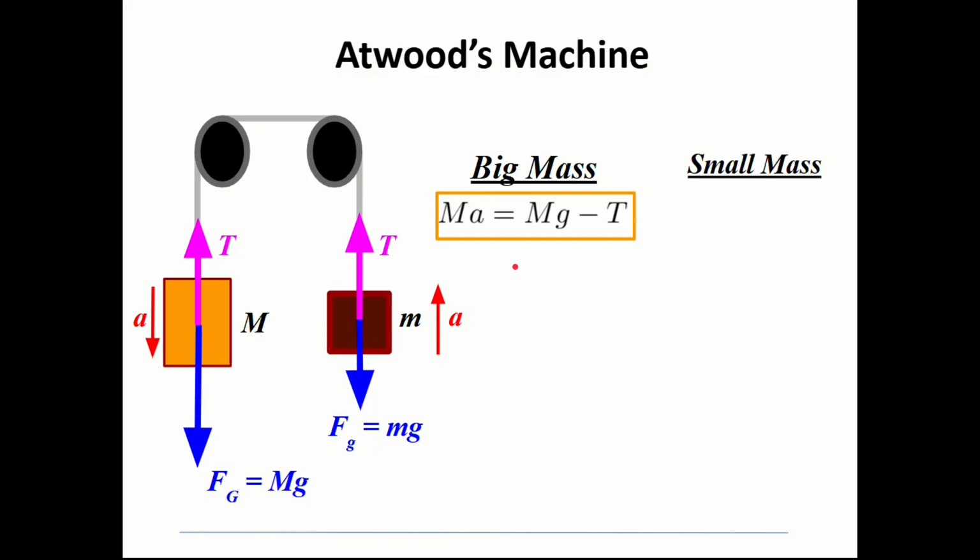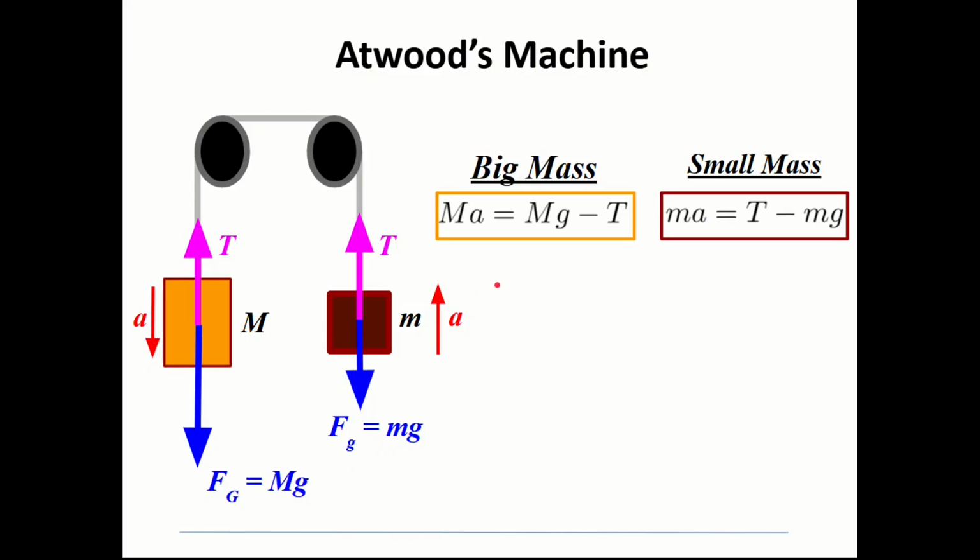Then we have the small mass, where we're doing little m times a. Our tension this time is aligned with our acceleration direction, so tension is going to be treated as positive. And then we have the weight, which is going to be negative because that's opposite the direction of the acceleration.